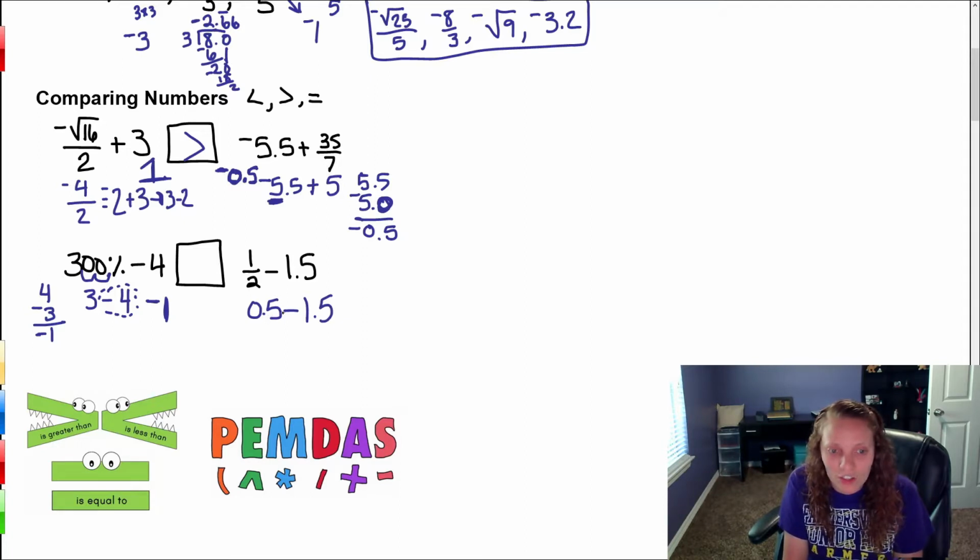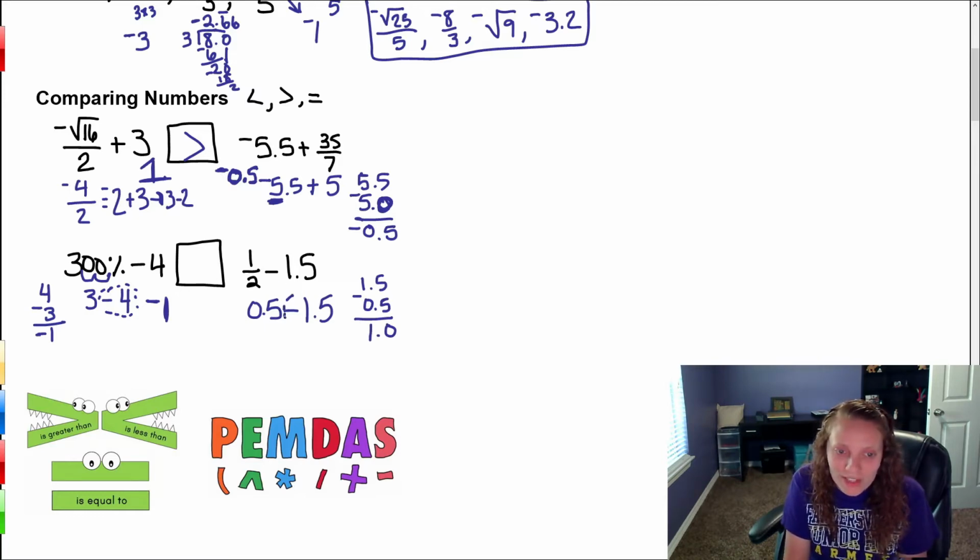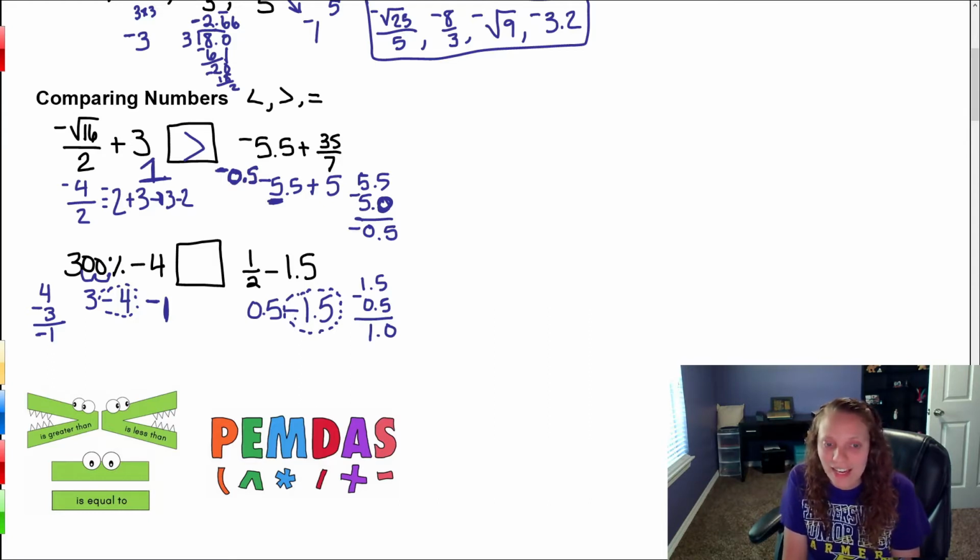Now, again, the larger number needs to be on top, so I am going to put the 1.5 on top and then subtract 0.5. Well, 5 minus 5 is 0. Bring the decimal down. 1 minus 0 is 1. Now, the largest number is that 1.5. It is larger than 0.5, and it has a negative out in front of it, so our answer needs to stay negative. So this side is negative 1. Well, let's compare negative 1 and negative 1. They are equal to each other.